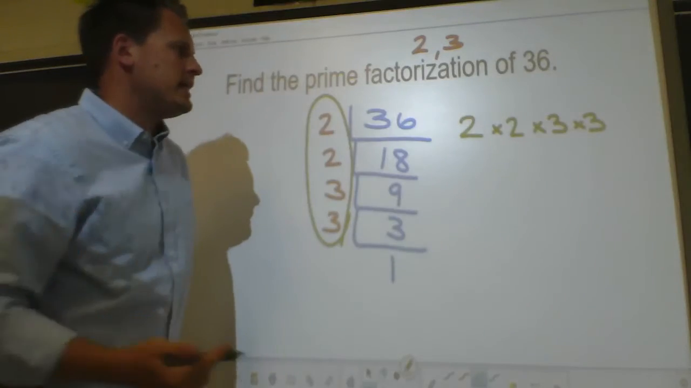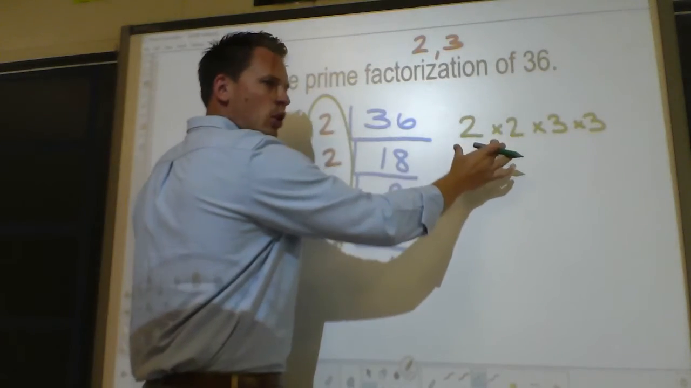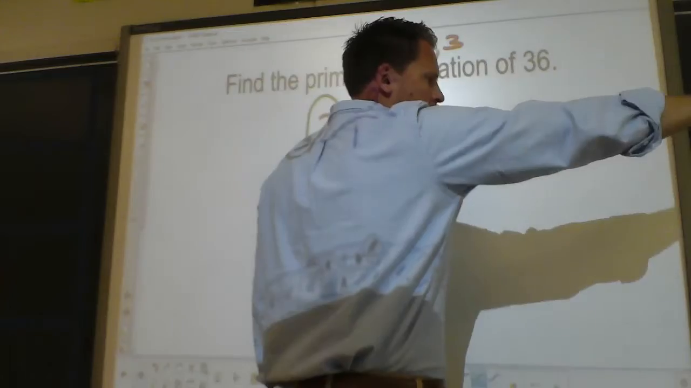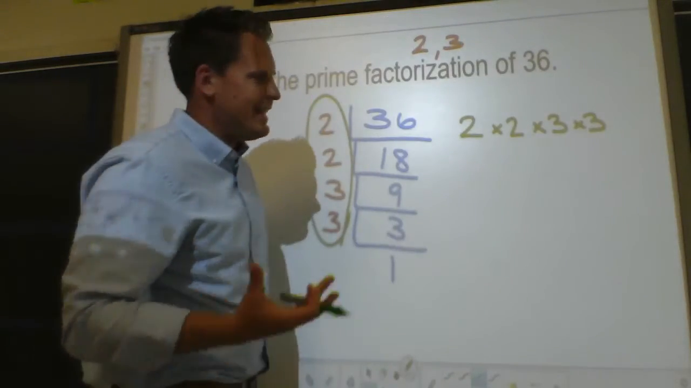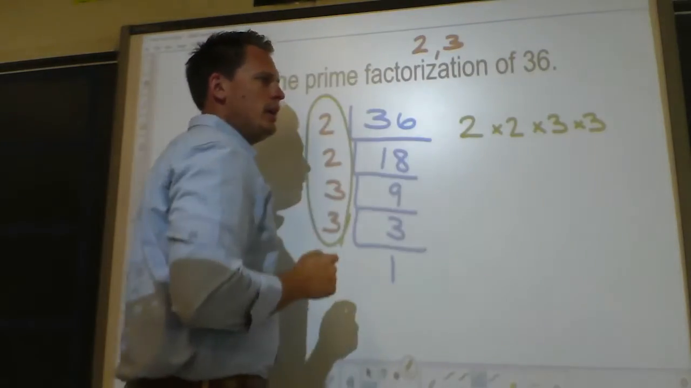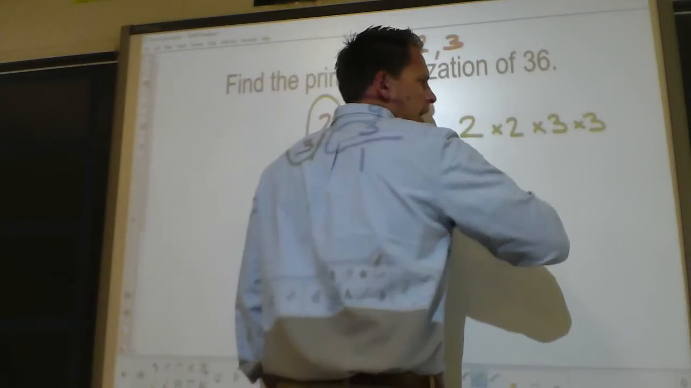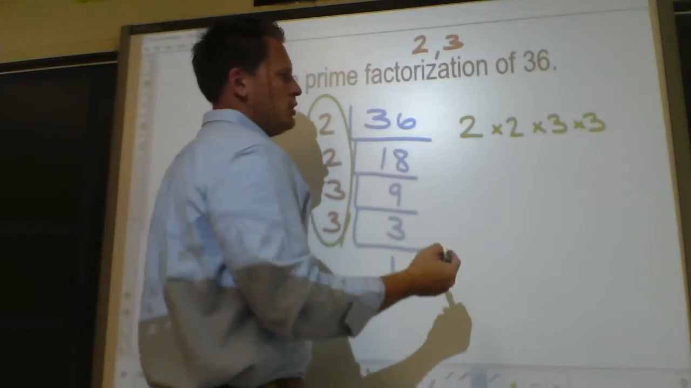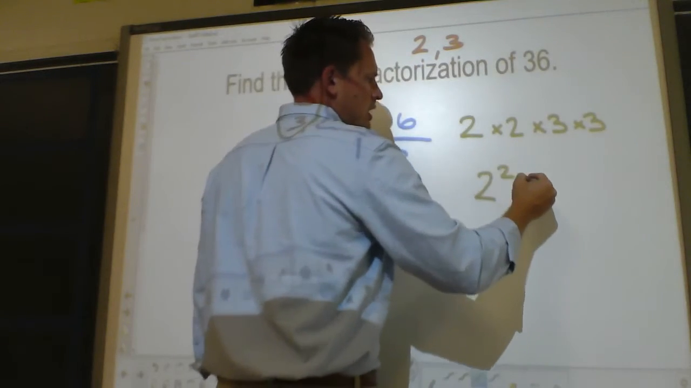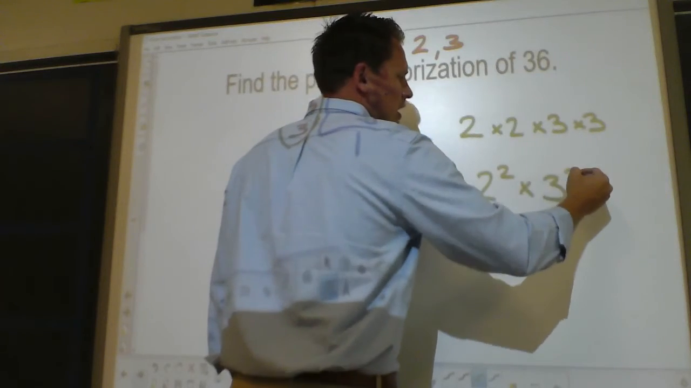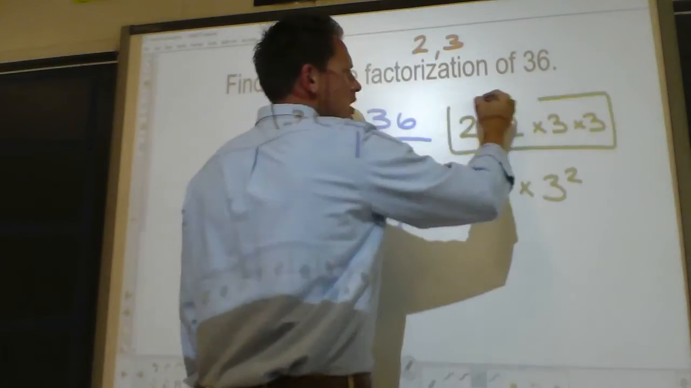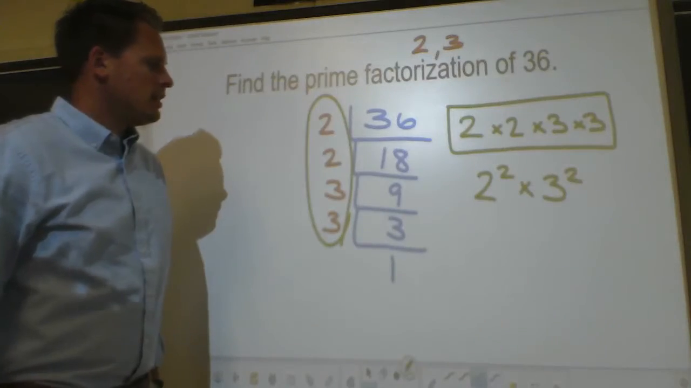Now, math etiquette says to list all the smallest prime numbers first and getting bigger. Are you wrong if you don't do that? No, it just makes it nice and pretty. All right, so this is called expanded form. If you want to use exponents, you can do 2 to the second power times 3 to the second power. But let's focus on getting that.